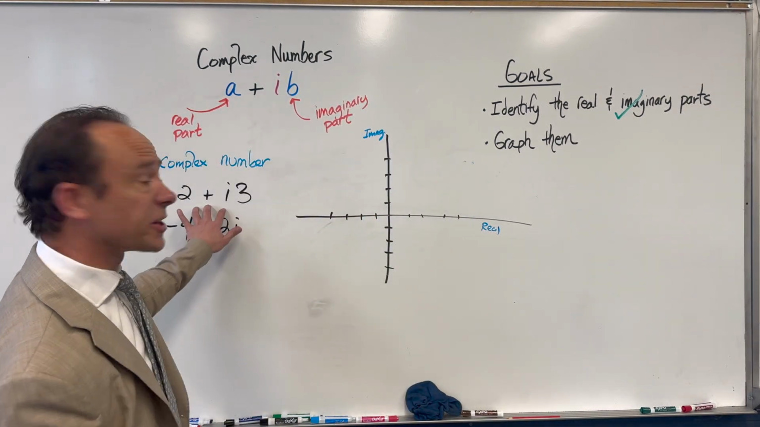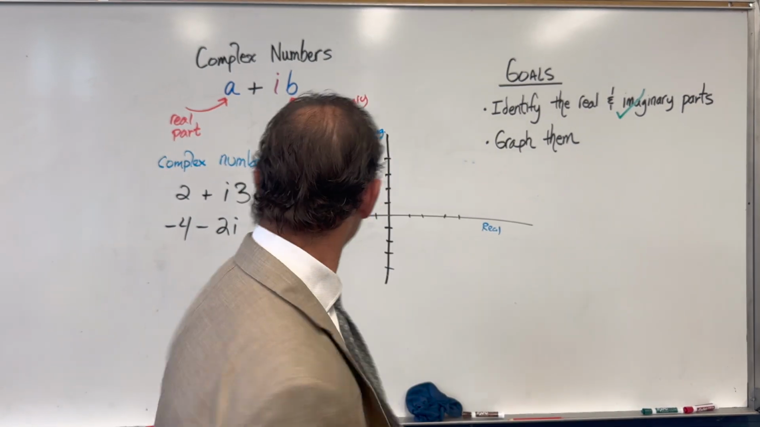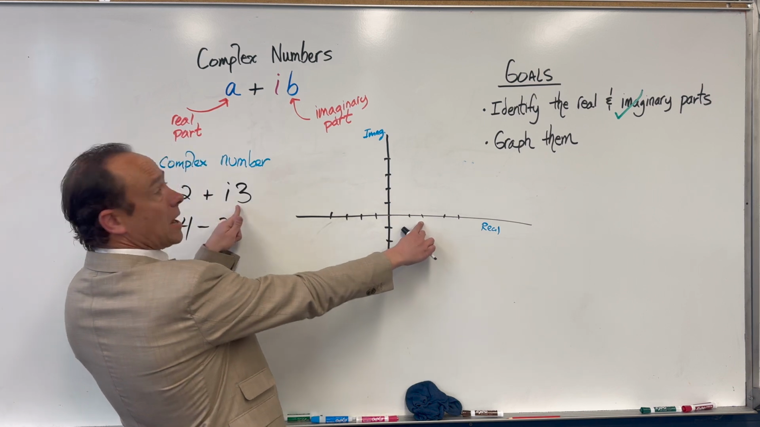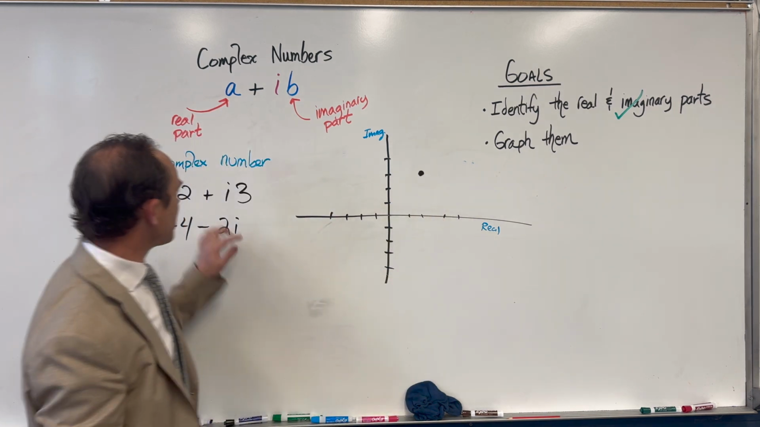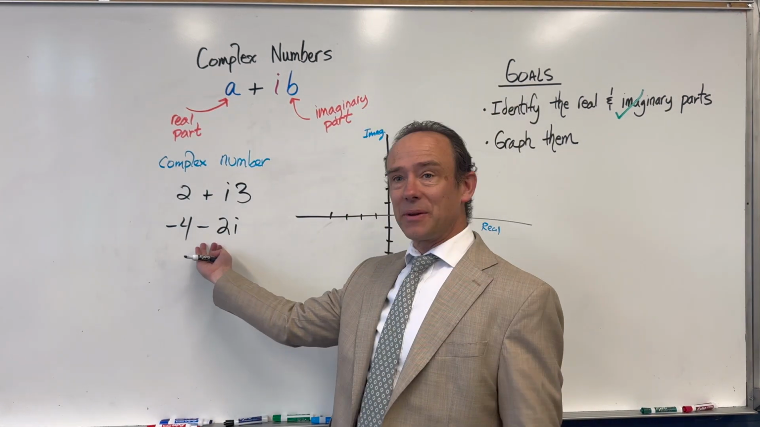Okay, so we're going over here. We're going to graph this complex number. When we graph it, it's going to be a single point. And what we do is we go over 2 on the real, up 3 on the complex, and there we go. That's the first one. Not bad, right?